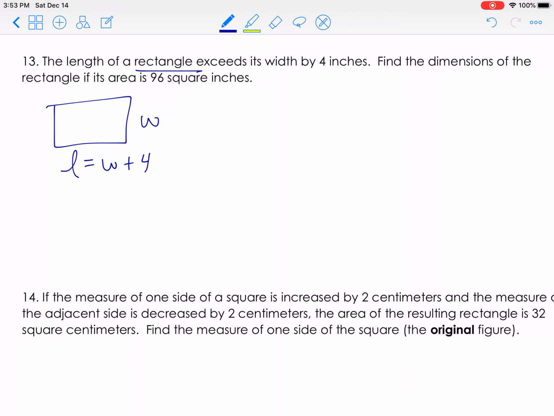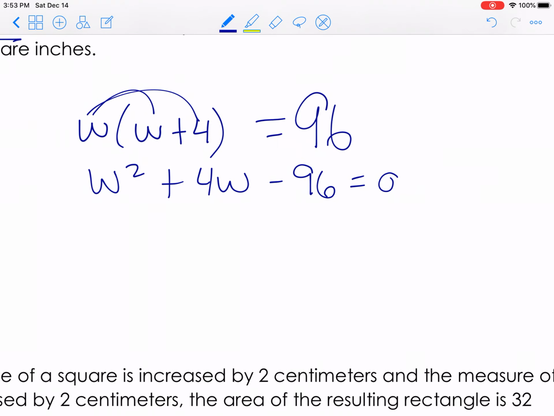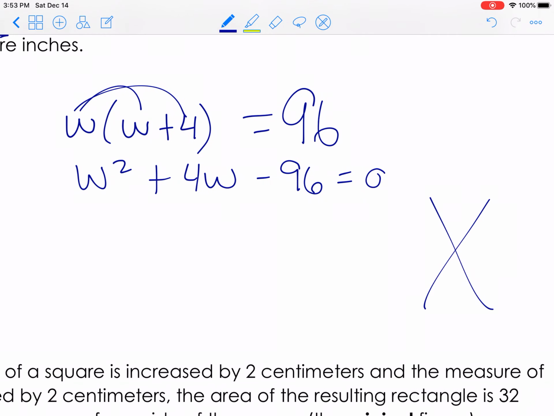So the area of a rectangle, remember, equals length times width. And I'm going to use the expression for length, w plus 4. So I'm going to take w times, and then in parentheses, w plus 4. Okay, w times w is w squared, w times 4 is 4w. Let's subtract 96 from both sides so that we have it in standard form. We may be able to factor this.